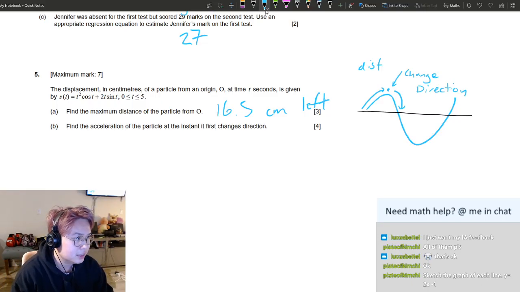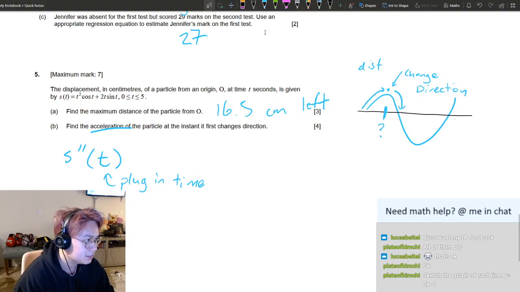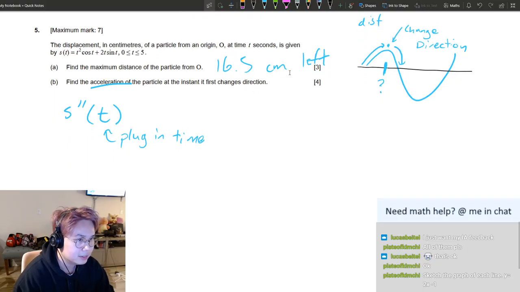Because here's what I'm thinking. To get the acceleration, what we've got to do is find the second derivative, and then we just plug in the time. And that time is the time that it first changes direction. So I need to find out what this is. There's two things we need to do. First one, I'm going to find this time.